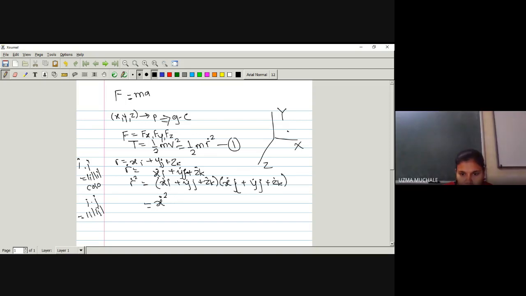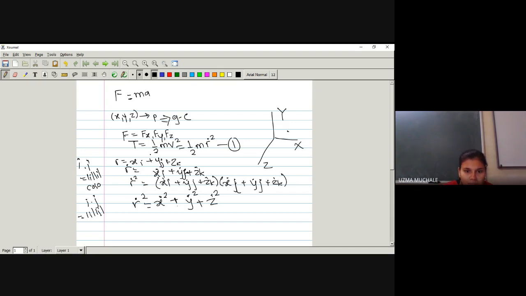Similarly for k, what is the angle between i and k? Again x and z. Here is i, here is j, here is k. So it will be again 0. So the next term we can say directly as y dot square, because j dot i will be 0 and what remains is j dot j, which is 1, plus z dot square. So what is the value of r dot square? We have obtained it: x dot square plus y dot square plus z dot square, right?